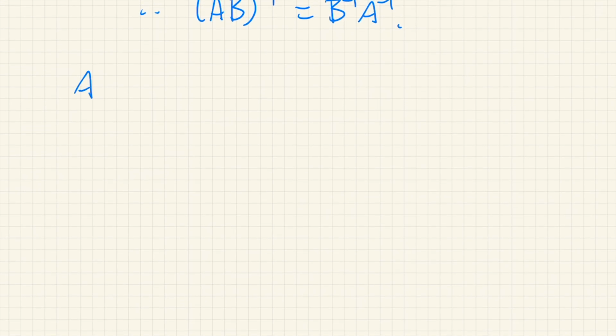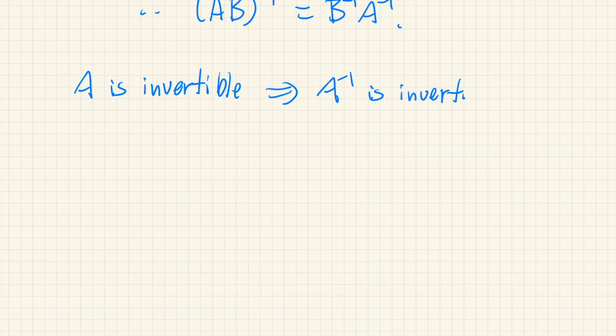And next property, if A is invertible, then A inverse is also invertible. And its inverse, so (A inverse) inverse is equal to A, the original matrix. Okay, let's show this. This looks pretty obvious, but showing this can be a little bit confusing. But anyway, let's do it.